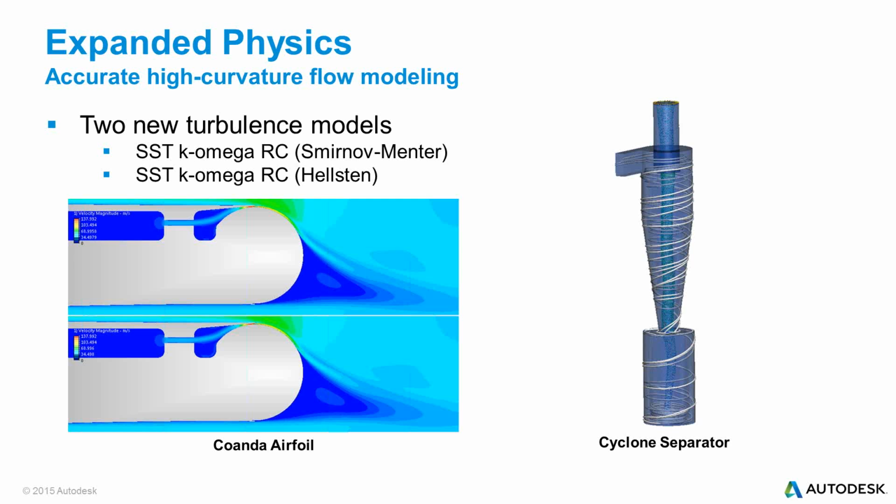Without getting into details of what's in them, just suffice it to say that before, when you try to do something that has a lot of curvature, like a cyclone separator or these Coanda airfoils, you might not have gotten that vortex core well defined enough in order to have as accurate as possible of a model. And with these new turbulence models, you can see the core is fully developed, and you get much more accurate results for these specific, really complex flow cases. We added that as well.